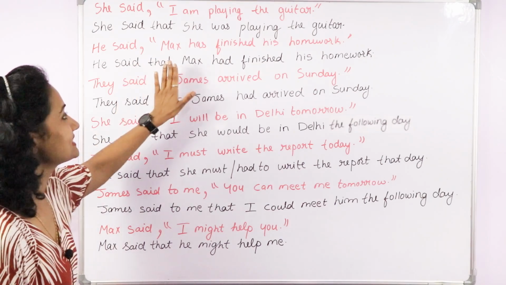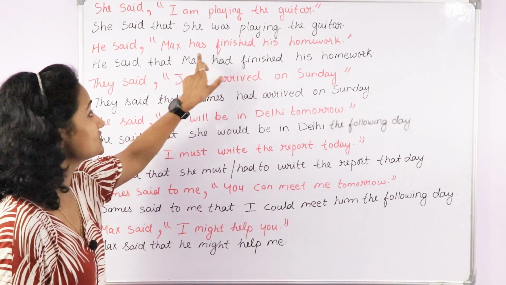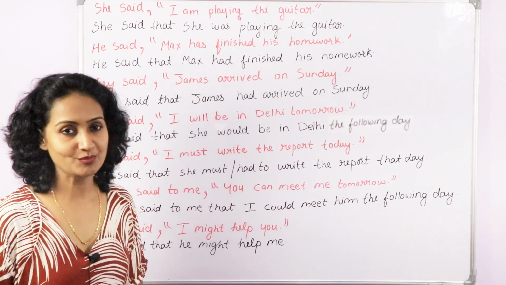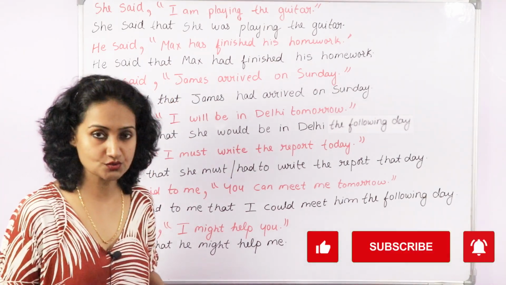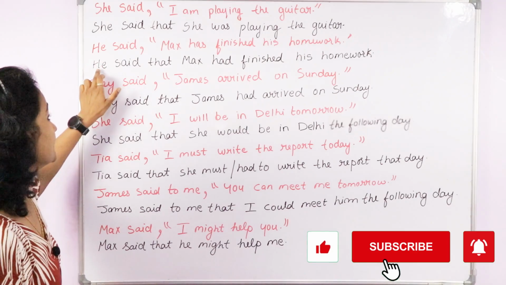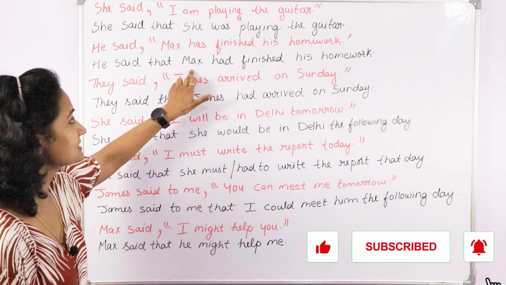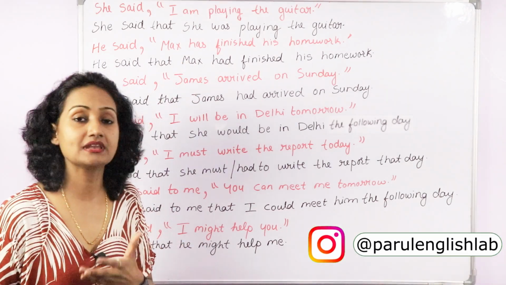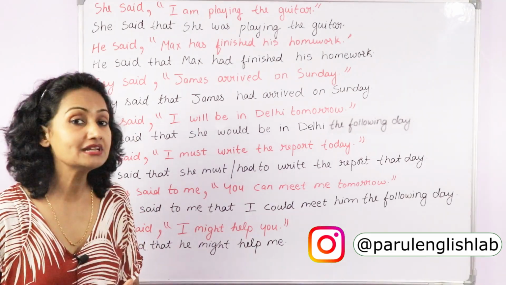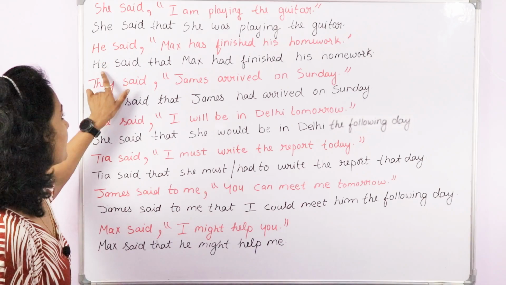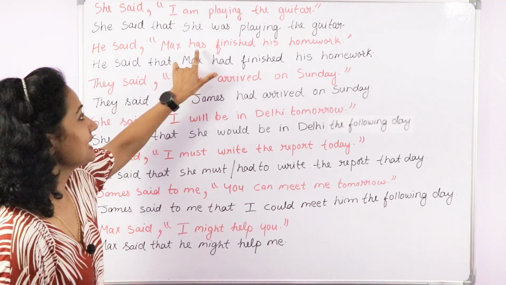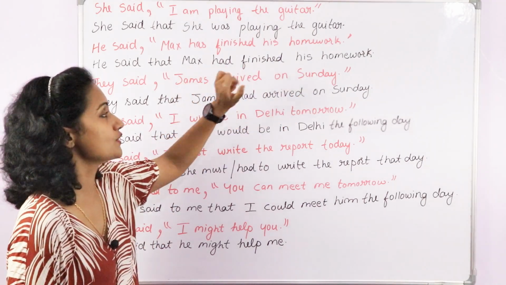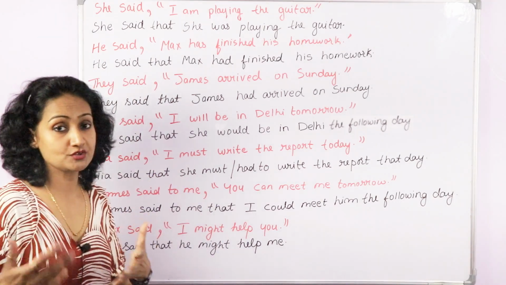He said, "Max has finished his homework." So which tense is this? Max has finished his homework. This is present perfect, and present perfect will change into past perfect. So he said that Max, again here we are using the name, so this is not a pronoun, this is a noun, a name, so we don't have to change the name, we only change the pronoun. So he said that Max had finished his homework. So past perfect, subject plus had plus third form of the verb. Please brush up your tenses.